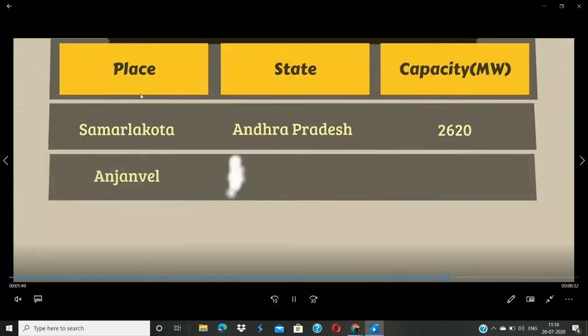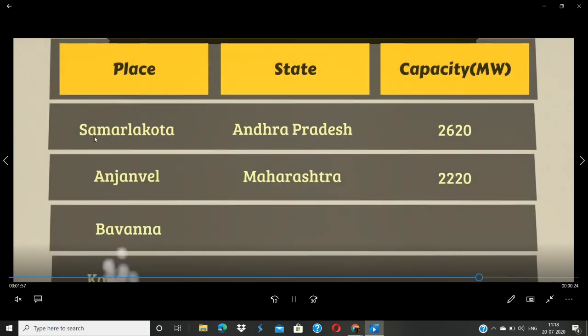Again, here are the places, the states and their capacity: Samalkot, Anjanvel, Bhavana and Kondapalli. These are their states and their relative power generation. So we have learned here.